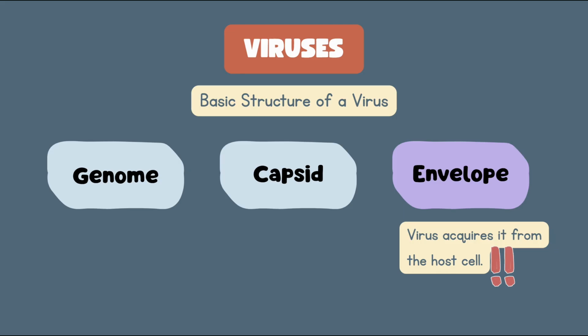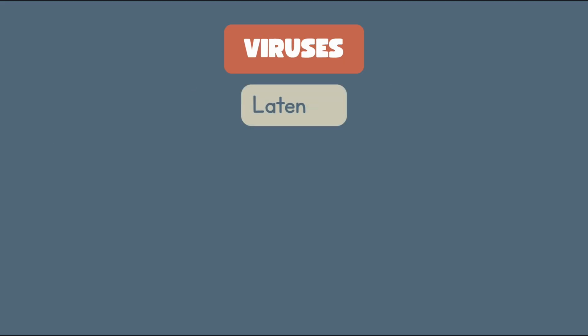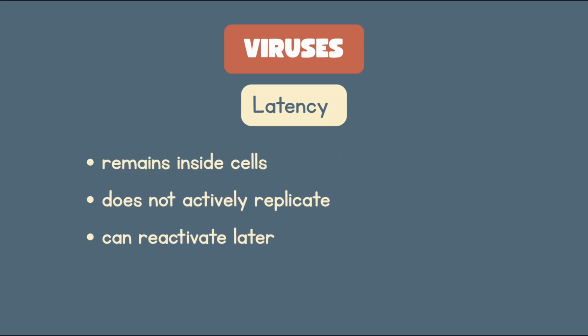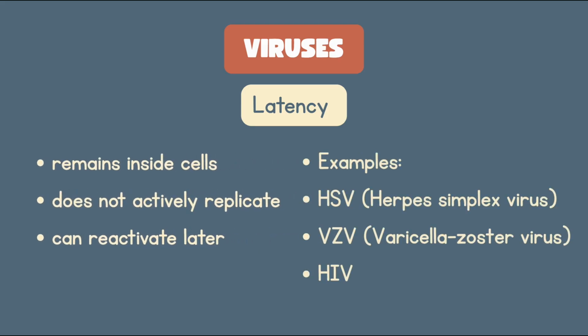Another important property in viruses is latency. What is latency? Latency basically means that the virus can remain silent or dormant inside the cell. And during this period, the virus remains inside the cell. It does not actively replicate, but it can reactivate later and begin to replicate again. Examples of viruses that show latency are HSV, VZV, and HIV.